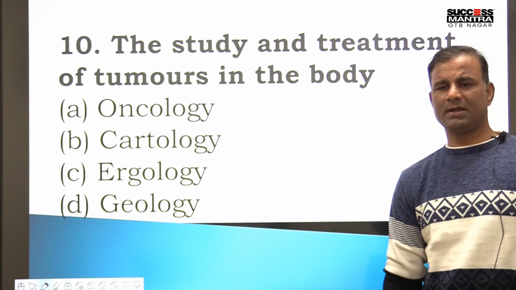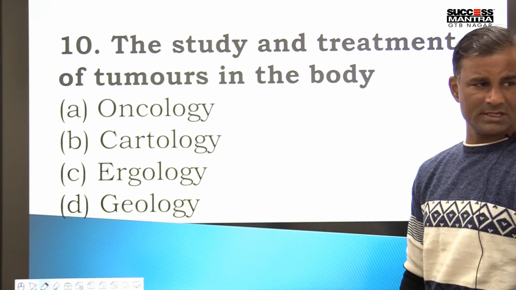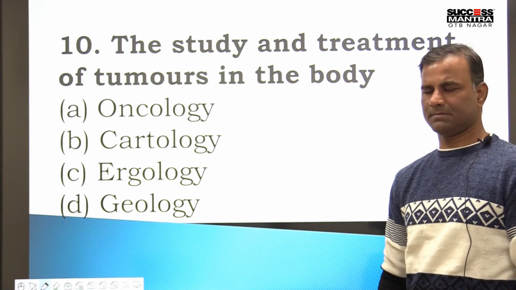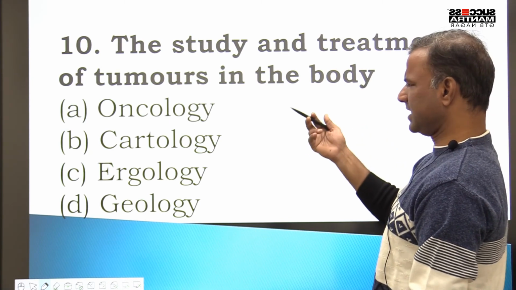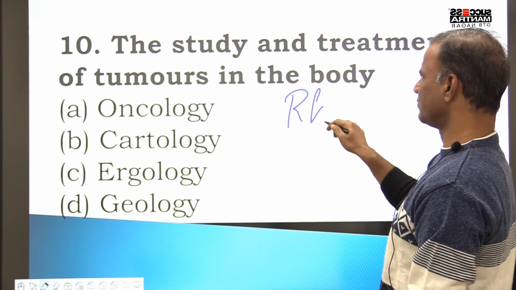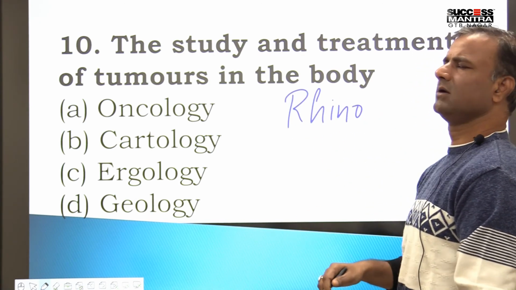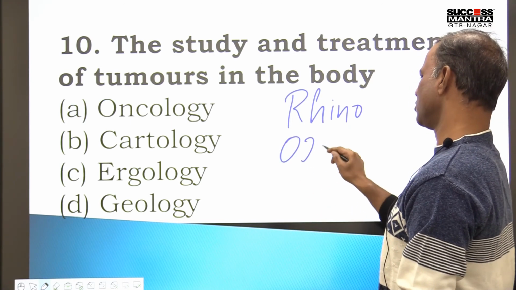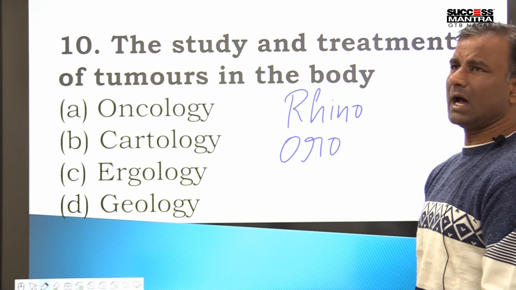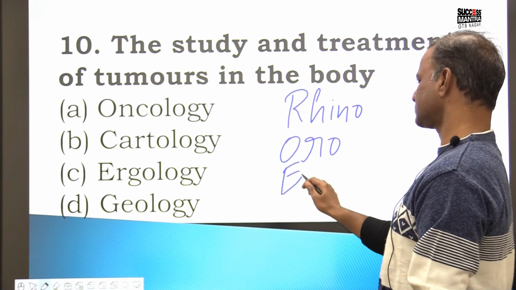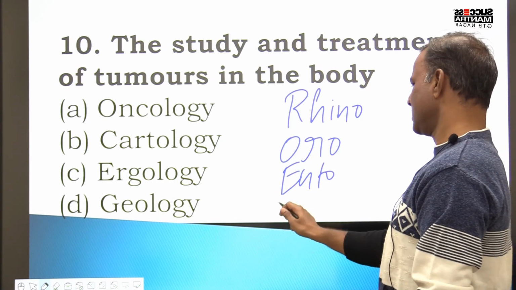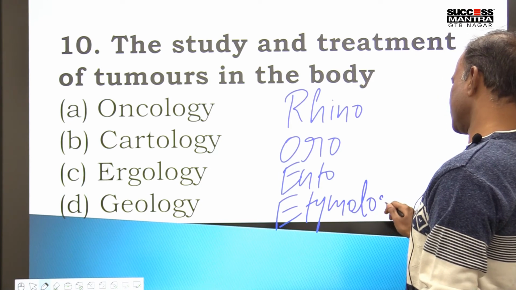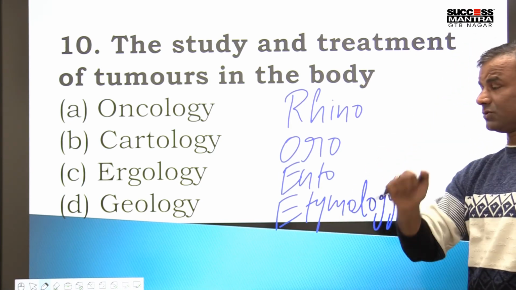What is the right word? The study and treatment of tumors in the body. गाइस देखो, कुछ मैं एडिशनल भी लिख रहा हूं, जैसे राइनो, वेरी वेरी इंपॉर्टेंट. ठीक है, राइनोलॉजी वेरी वेरी इंपॉर्टेंट, एंड यू कैन से दी ओरो, वेरी वेरी इंपॉर्टेंट, एंड यू कैन गो फॉर एंटो, वेरी वेरी इंपॉर्टेंट. एटीमोलॉजी, दिस इज ऑल्सो वेरी वेरी इंपॉर्टेंट. तो व्हाट डू यू कॉल दिस?